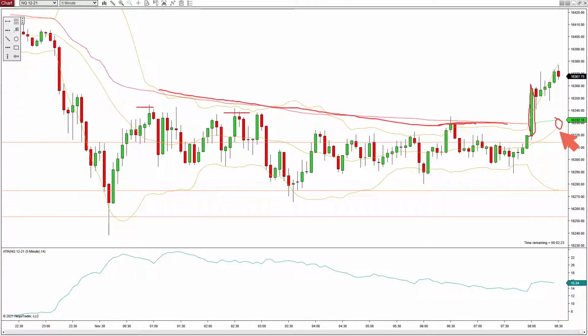in the 5-minute. So that might be a place to buy a small size, buy like half your size, and then you could add to it as it broke higher. Your stop would just be right here, especially if the 5-minute closes below the 20 SMA. That's a good indication that we would come back down to this area.